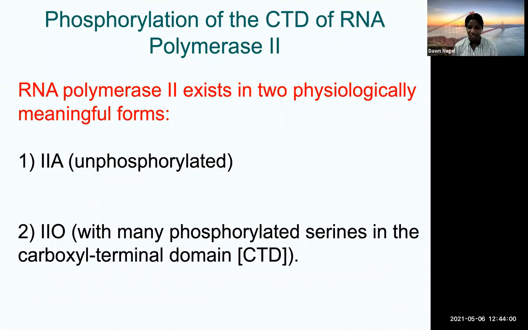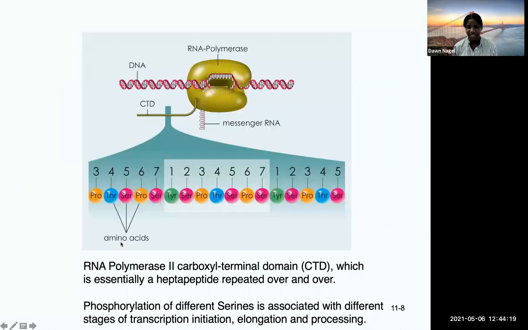The C-terminal domain of RNA polymerase usually exists in two forms. When it's in the unphosphorylated form, it's usually referred to as IIA, and IIO is the phosphorylated form. As I mentioned last time, this phosphorylation occurs at the C-terminal domain, particularly at the amino acid serine present in that domain. You have a series of serines, serine 5, serine 2, and serine 7, repeated over and over again.